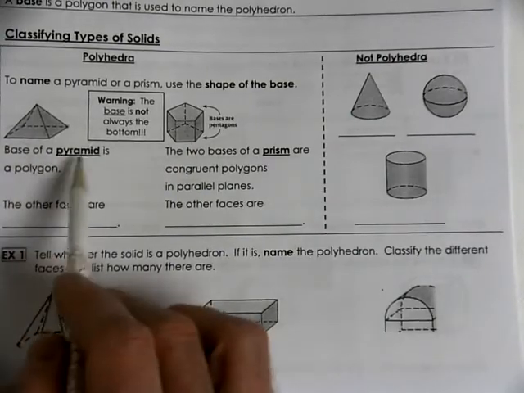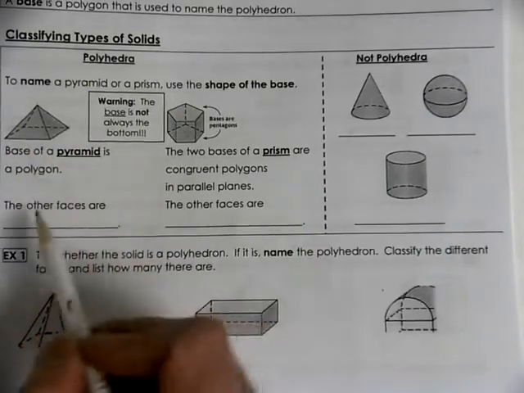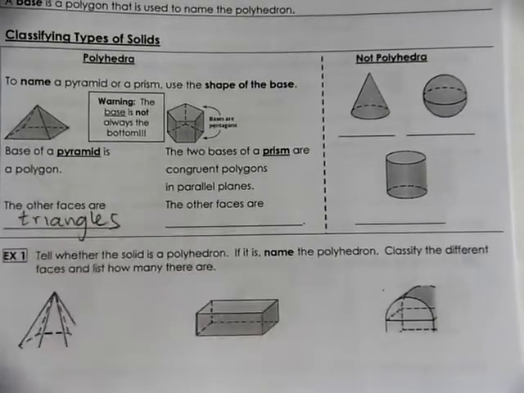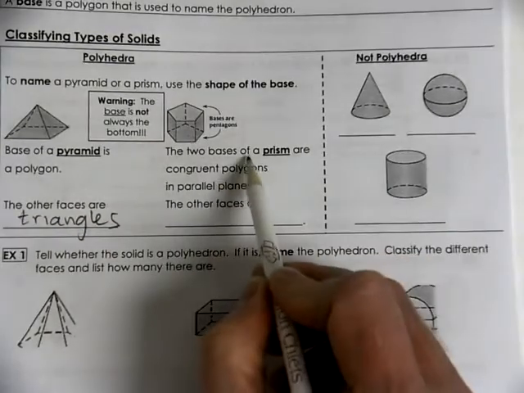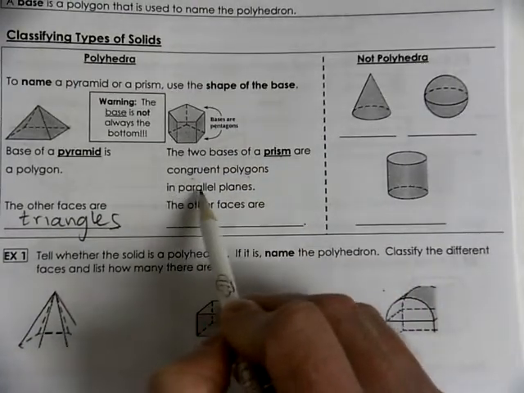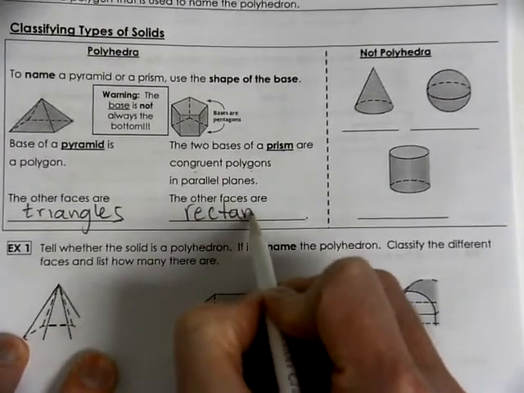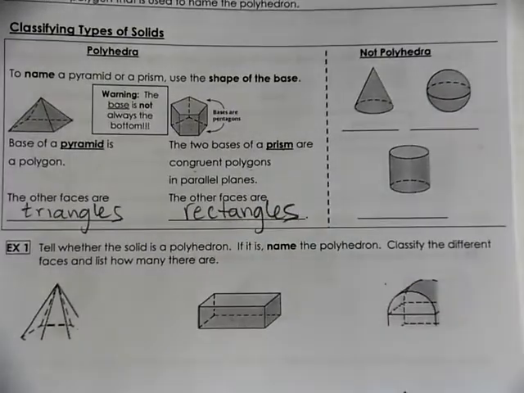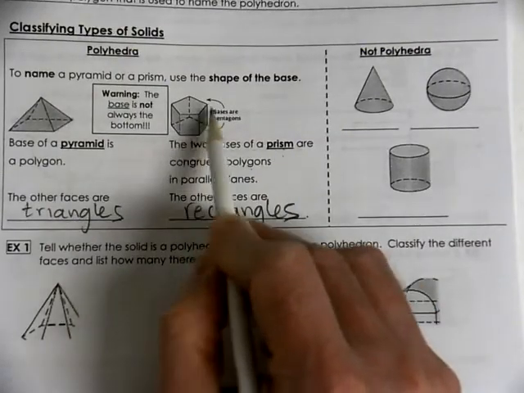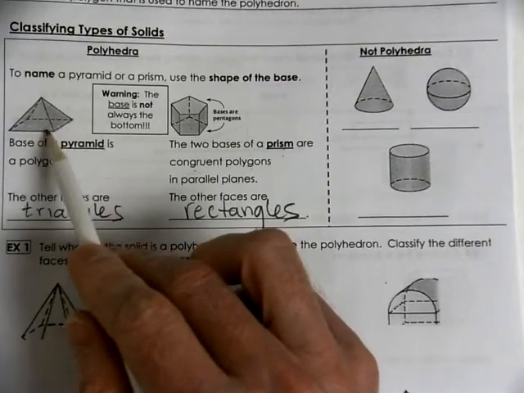So the base of this pyramid is a polygon, which we'd probably call a square. The other faces are triangles. The two bases of the prisms are congruent polygons. They are in parallel planes. The other faces are rectangles. So that's the difference between a prism, where the sides are rectangles, and a pyramid, where the sides are triangles.